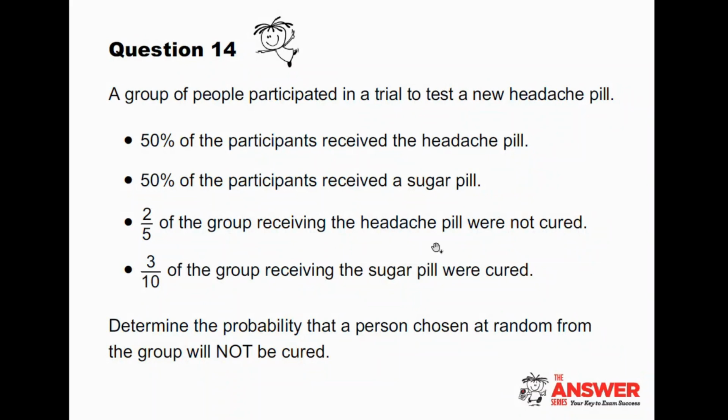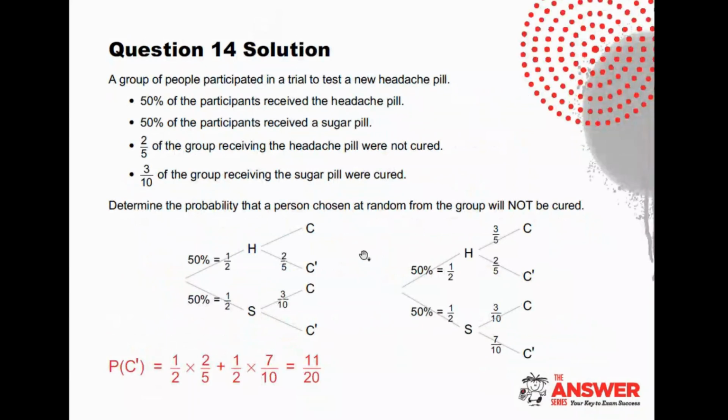Now, this is a tree diagram where something different is happening. If they were given the headache pill, this is the probability you use. If they were given the sugar pill, this is the probability you use. So it depends very much what happens in the first thing as to what happens in the second. So if we look at that one, 50% of the participants received a headache pill, 50% a sugar pill. So it's 50%, which is a half, 50% a half. There's the headache, there's the sugar pill.